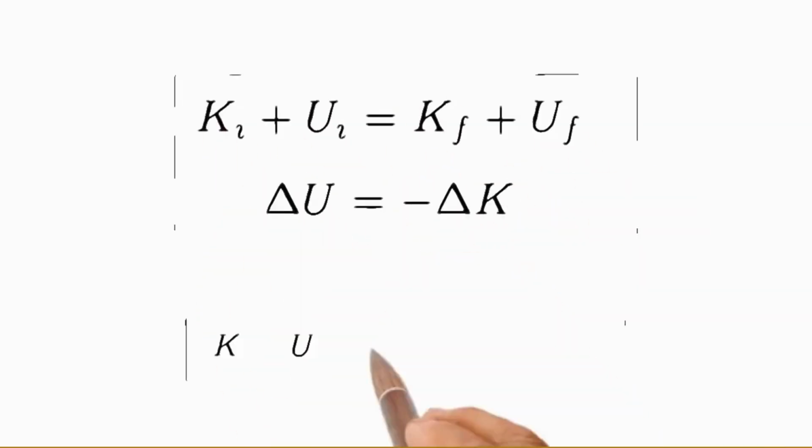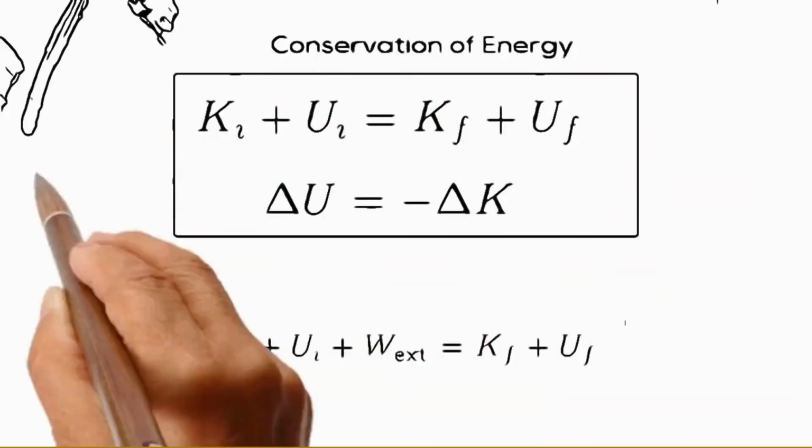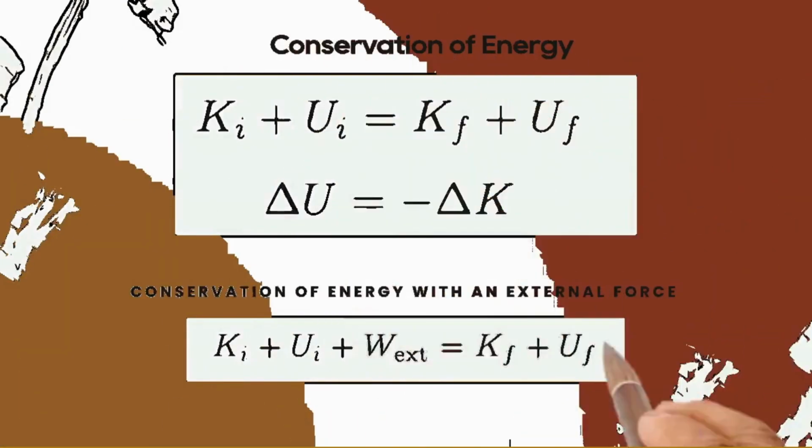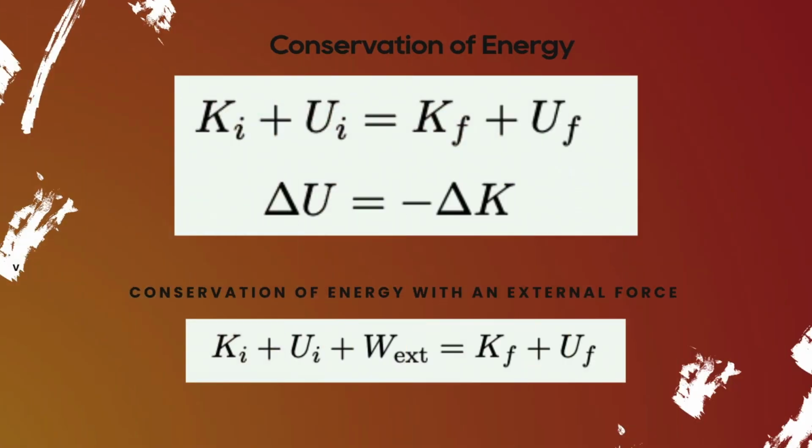Now, if no work is done by external forces, then energy will be conserved. This means that the initial kinetic energy plus initial potential energy equals final kinetic energy plus final potential energy. However, if you have an external force, then that's what will cause the change in the energy. So you can say initial kinetic energy plus initial potential energy plus the work done by the external force equals final kinetic energy plus final potential energy.